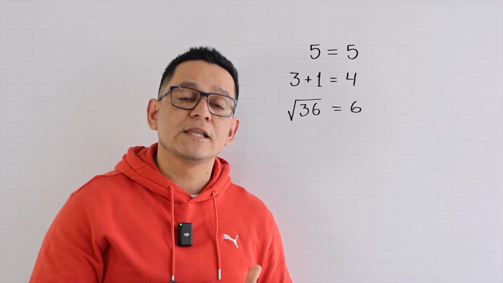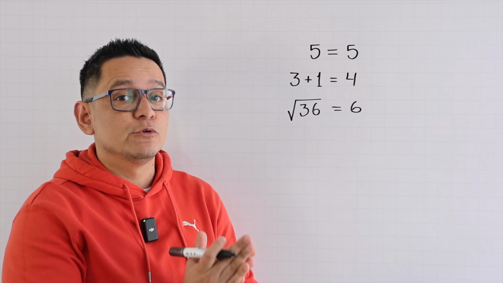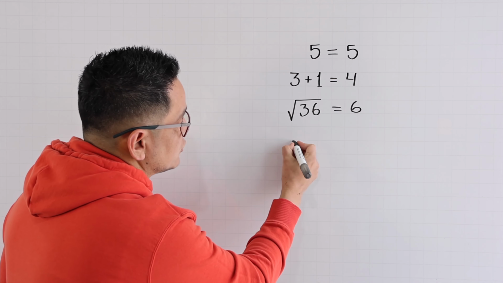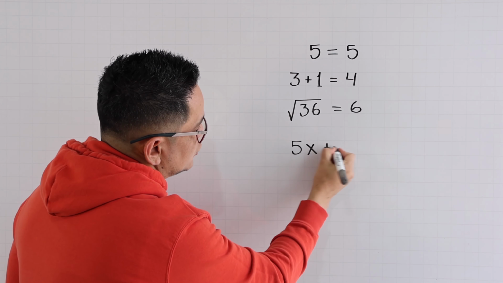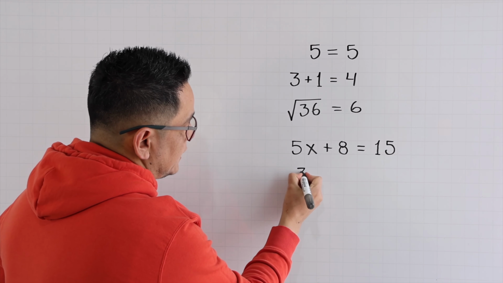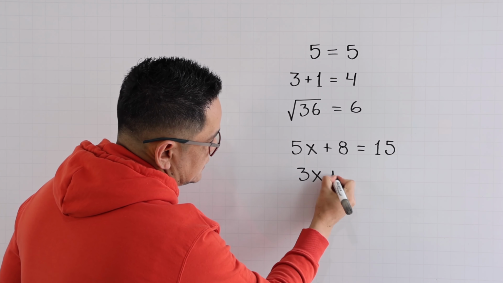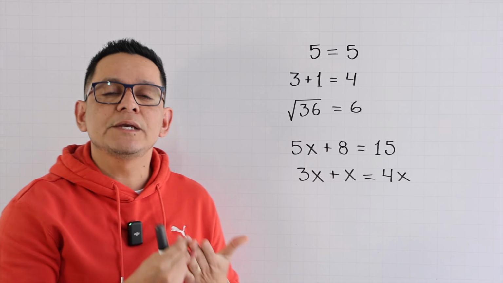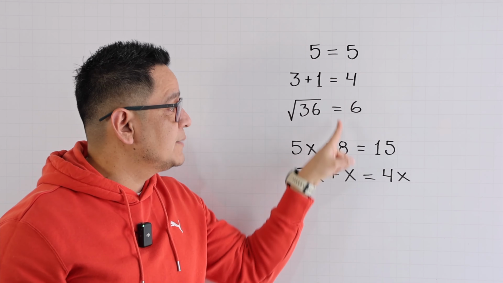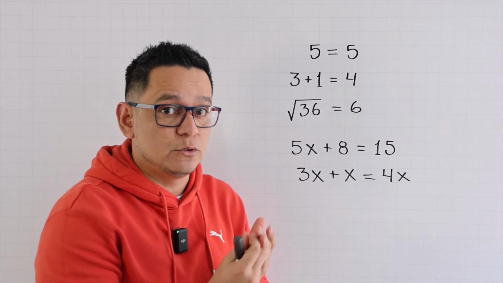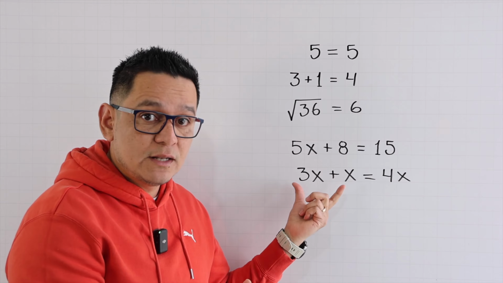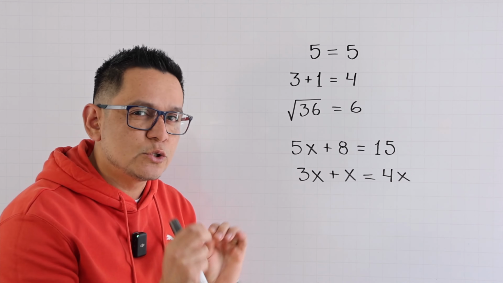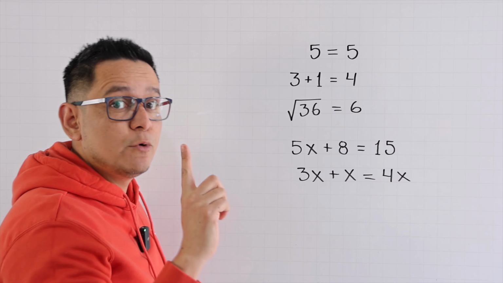In equality relationships, we can have numbers, but we can also have letters that represent variables or unknowns. In this case, for example, we could write x plus 8 equals 15. Or we could write 3x plus x equals 4x. In all these cases, do we have equality relationships then? Here, something that's important to highlight is that this symbol we have here is representing equality. Remember that what's on one side of the equality is worth the same as what's on the other side of the equality.